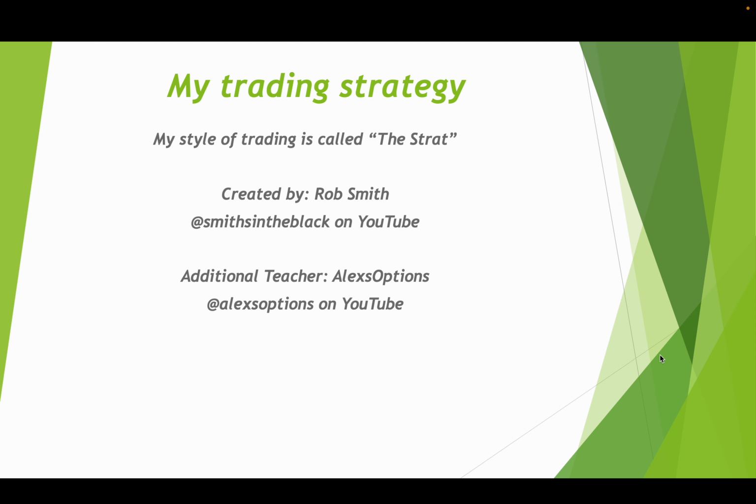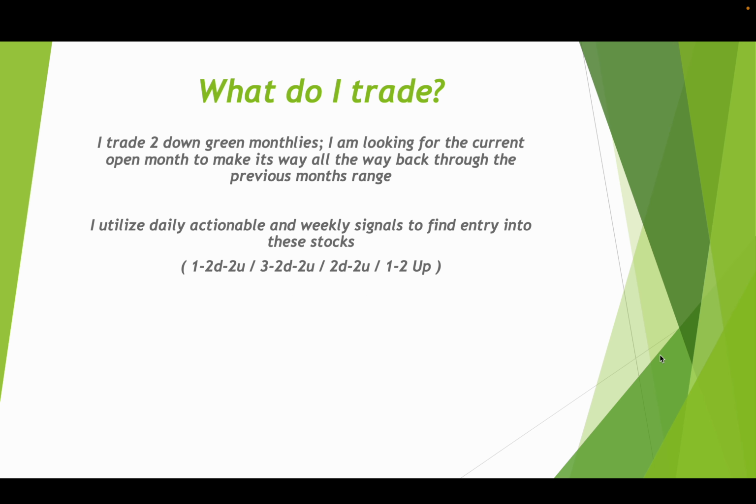That being said, the Strat is universal. So there are many different ways you can trade the Strat. The specific type of Strat setup that I trade is 2 down green monthlies. I am looking for the current open month. So whatever month we are currently in. This month, though, I was trading all of August's candles. I'm looking for it to make its way all the way back through the previous month's range. And what I do is I utilize daily actionable and weekly signals to find entry into these stocks.